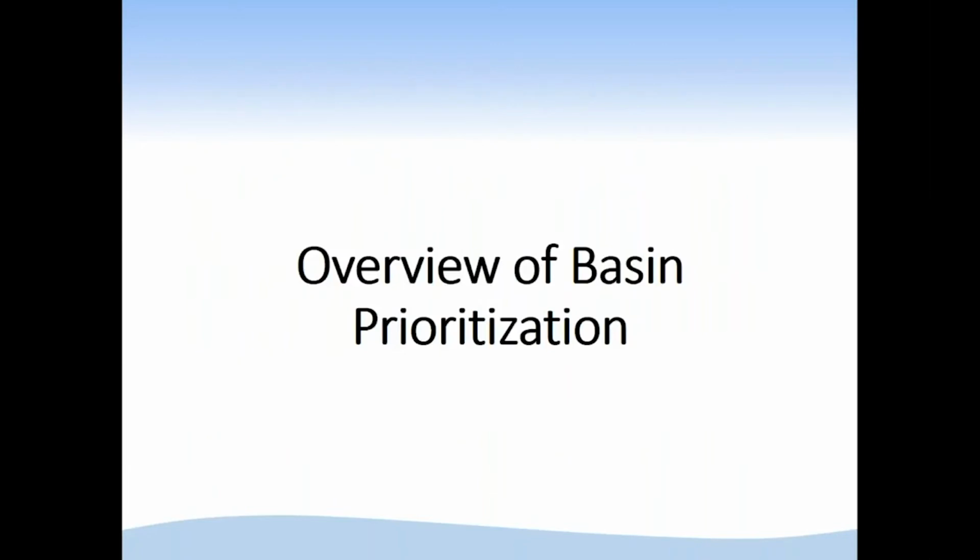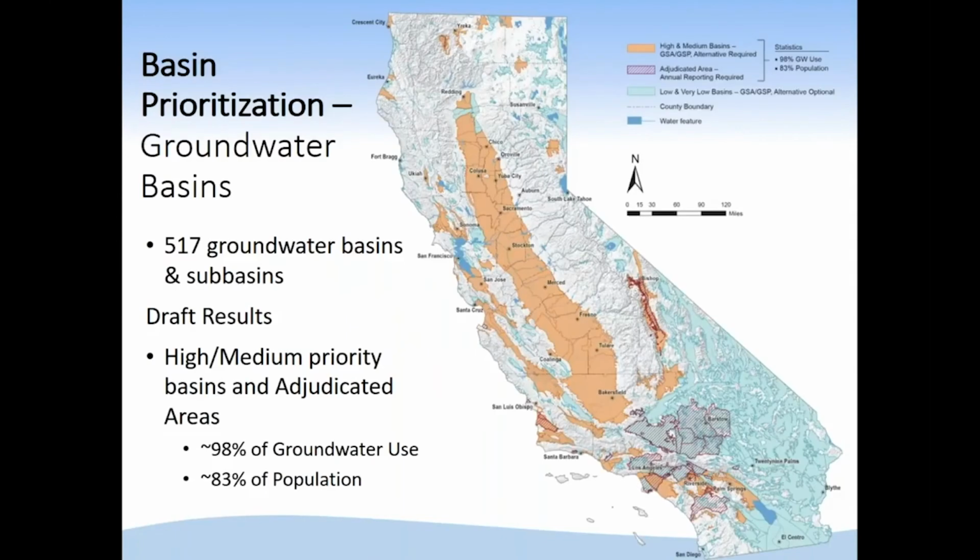Okay, great. Thank you. So as I mentioned, I will provide some background, some history, and the legislative intent of the Basin Prioritization Project. First, I'm actually going to start out with the draft results. This is a map depicting the 517 groundwater basins or subbasins throughout the state. A little hard to see perhaps at this scale, but all of the orange colored areas are high or medium priority basins, which have special significance in the SGMP program and the SGMA program.